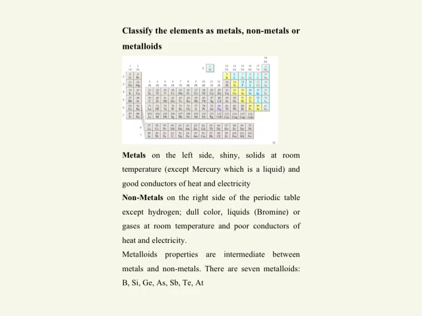In this slide, we're going to learn how to classify the elements as metals, non-metals, or metalloids. First, what are metals? Metals are shiny substances. They are solid at room temperature. There is one exception, which is mercury. Mercury is a metal, but it is liquid. And they are good conductors of heat and electricity.